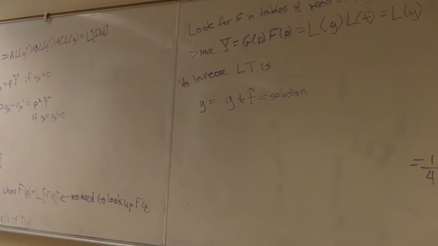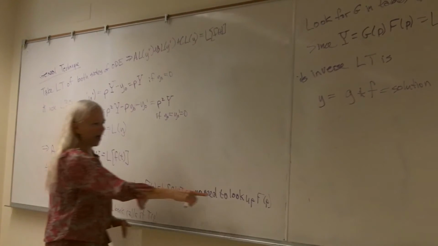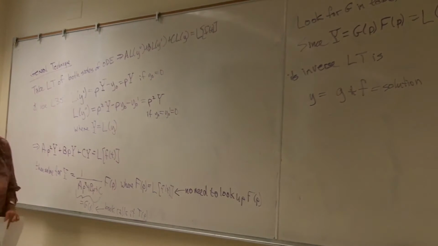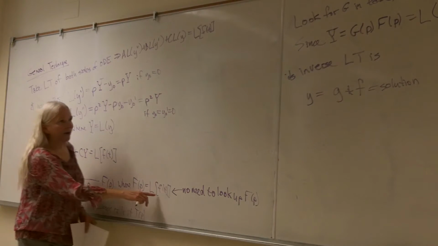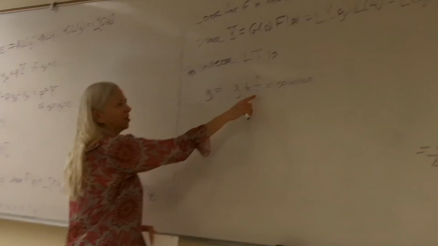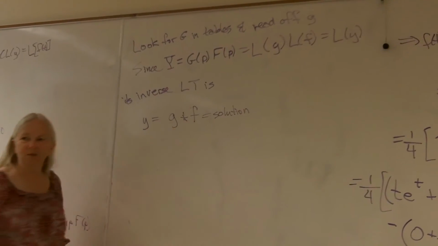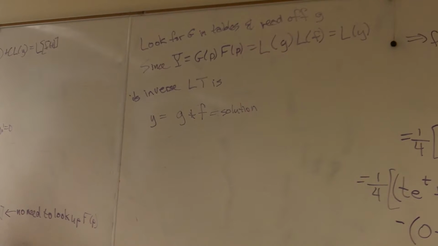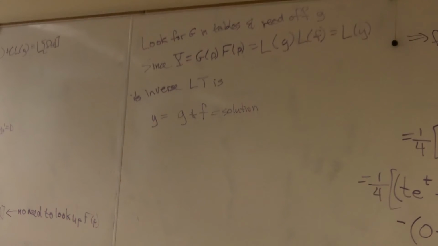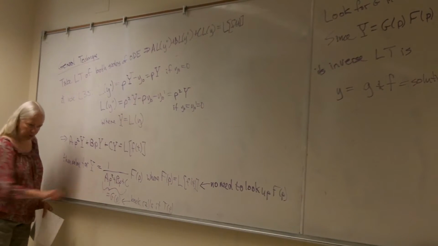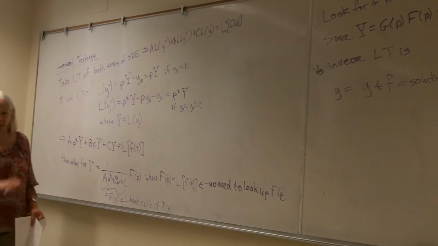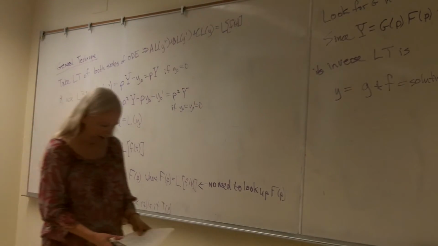And I told you a minute ago, you don't need to look up the function capital F. You already know the function little f. It's the right-hand side of your differential equation. All you're going to have to do at the end is plug that function little f into the definition of the convolution and evaluate that convolution integral. So again, there's no need to look up the capital F of p in the table. You are going to have to try to find the capital G in the table, but there's no need to look up the capital F in the table. Okay? So that's the basic technique.